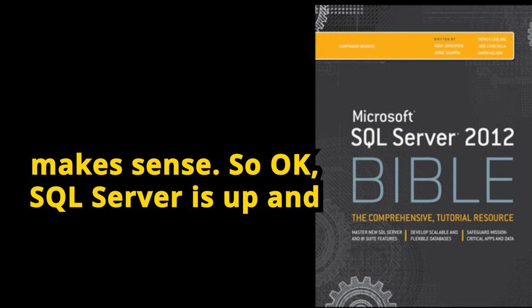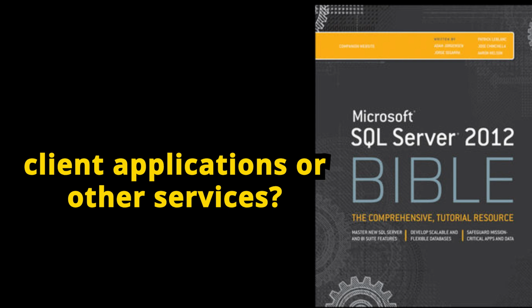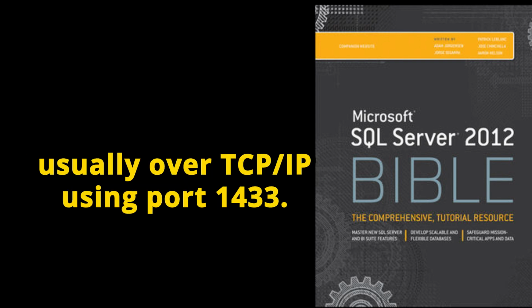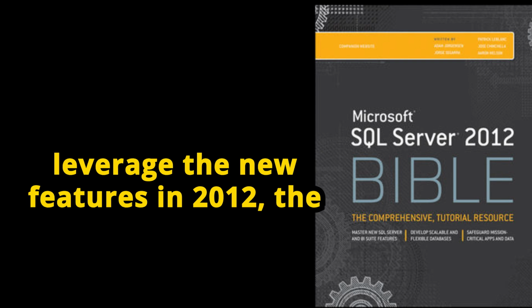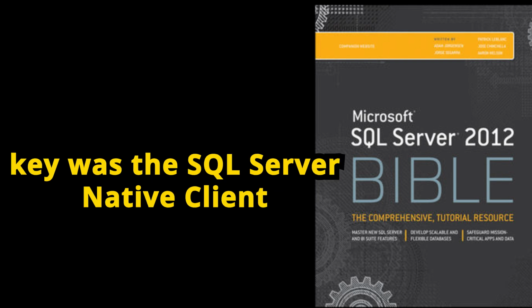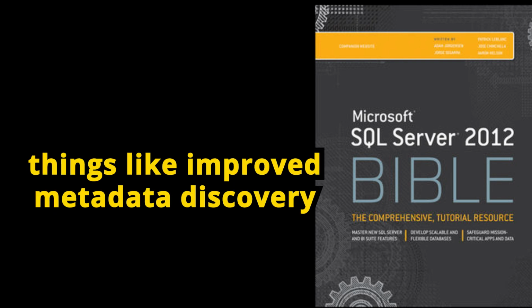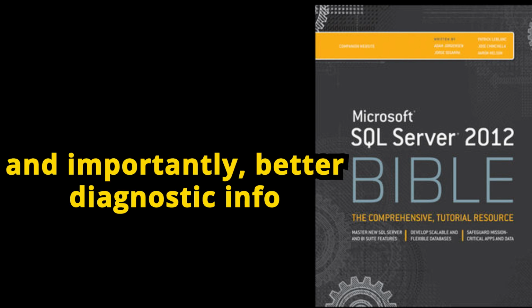That makes sense. So, okay, SQL Server is up and running. How does it typically talk to client applications or other services? Well, the default way clients connect is usually over TCP/IP using port 1433. That's the standard listener port. Got it. And for developers wanting to leverage the new features in 2012, the key was the SQL Server Native Client, or SNAC. That was the gateway, offering things like improved metadata discovery and, importantly, better diagnostic info if connections started failing.